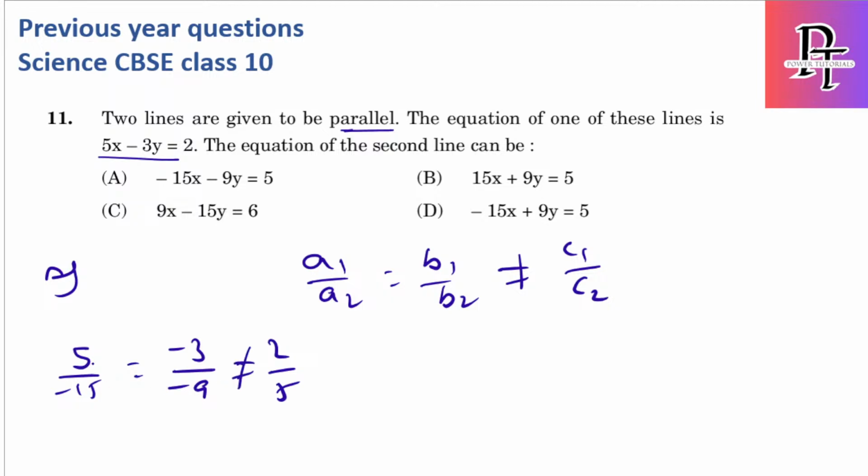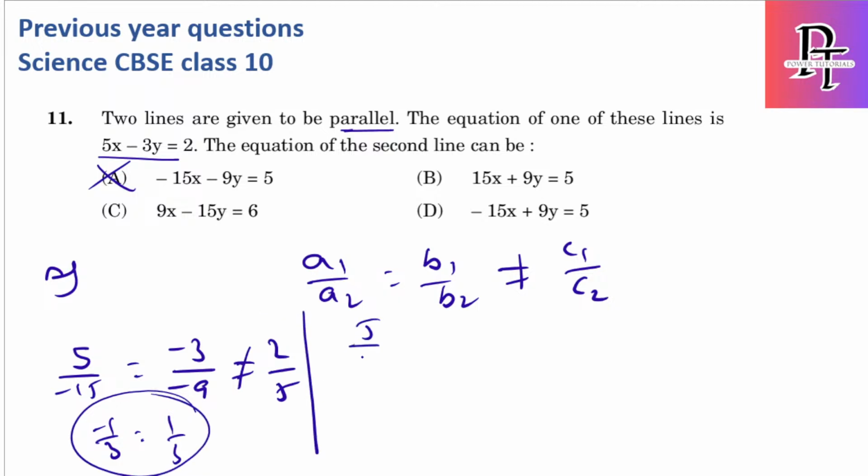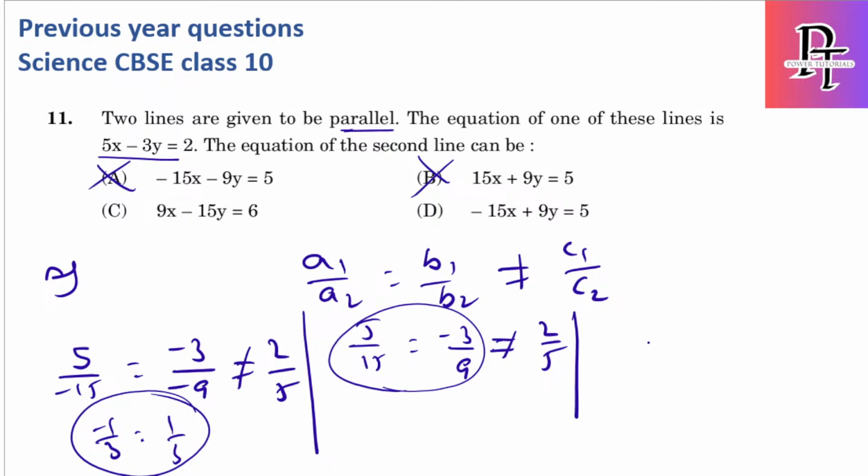Okay, so minus 3 by minus 9, 5 by minus 15. So this is wrong because I'm getting here minus 1 by 3 is equal to 1 by 3, which is not possible. So let's see for B option. 5 by 15 should be equal to minus 3 by 9 should not be equal to 2 by 5. This is also not possible because 1 by 3 cannot be equal to minus 1 by 3. This is also wrong.